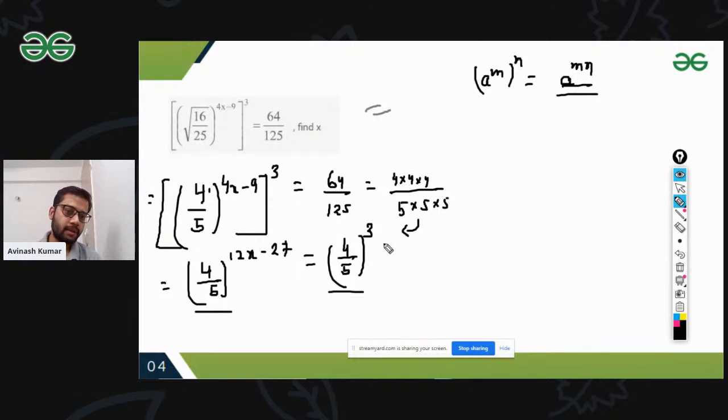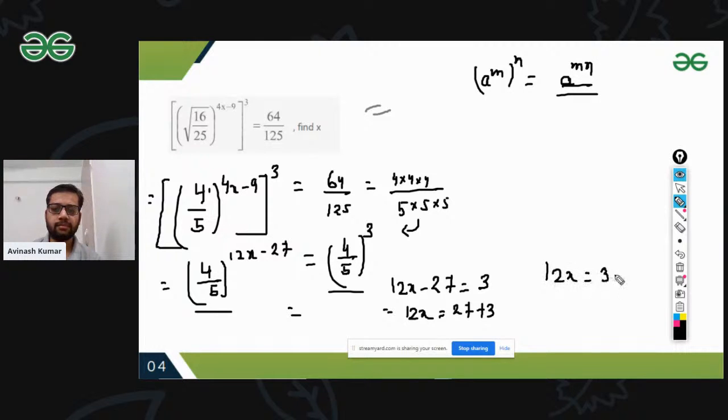No? Okay. Now I'm going to compare the power. So 12x minus 27 is equal to 3. By rearranging, 12x is equal to 27 plus 3. This gives 12x is equal to 30. So x is equal to 30 by 12. Dividing by 6, we get 5 by 2. So the value of x will be 5 by 2.